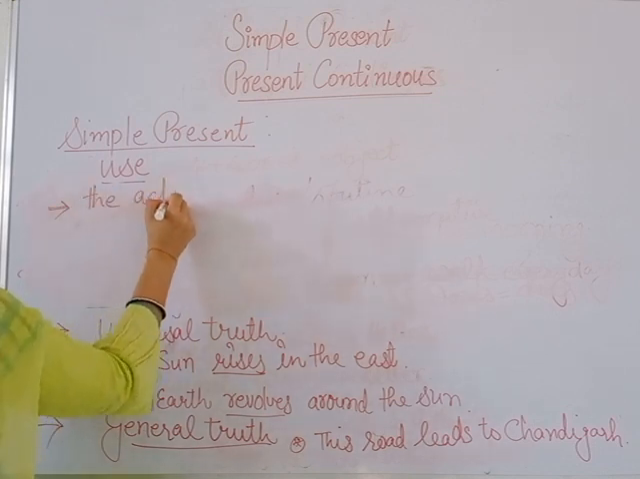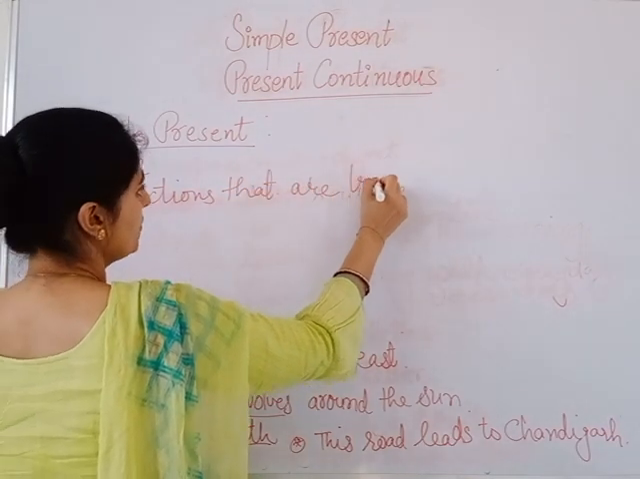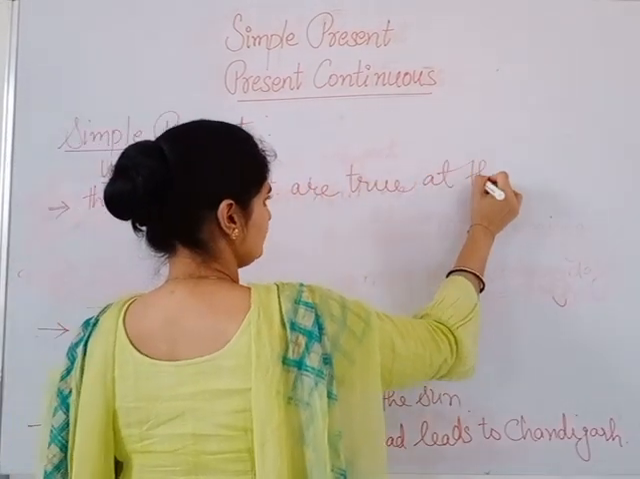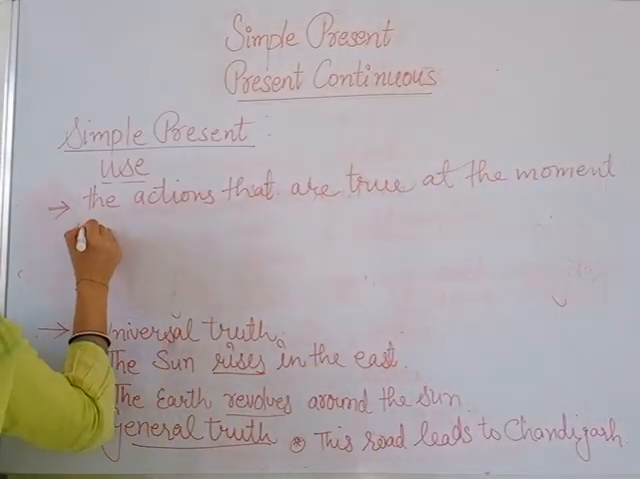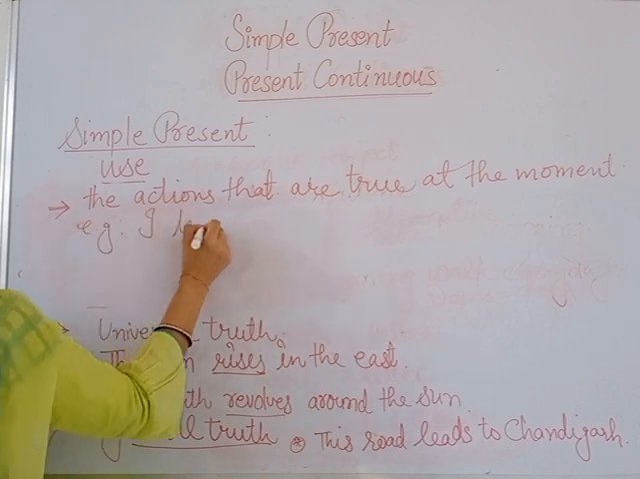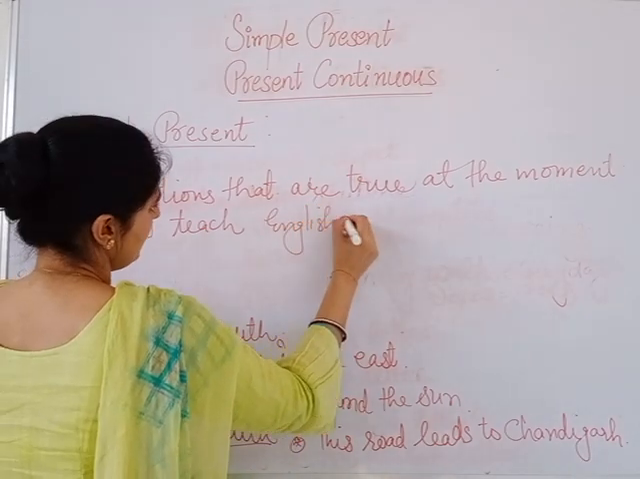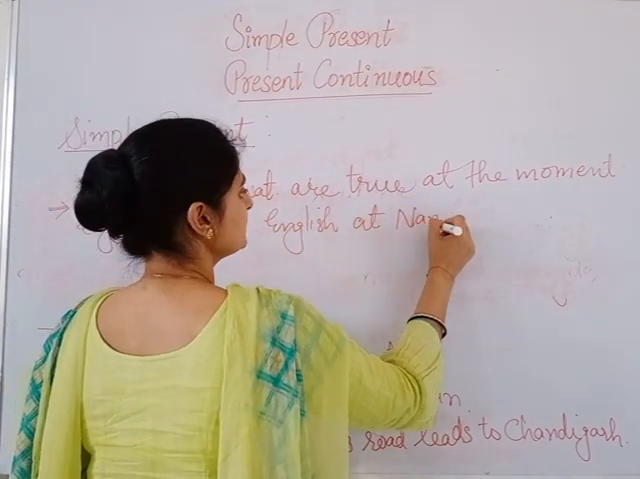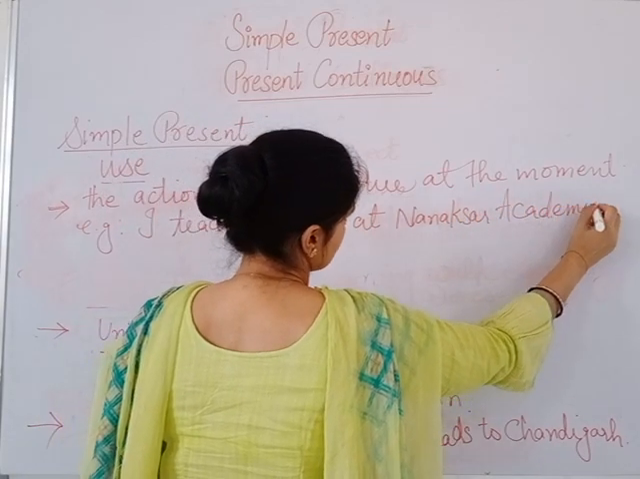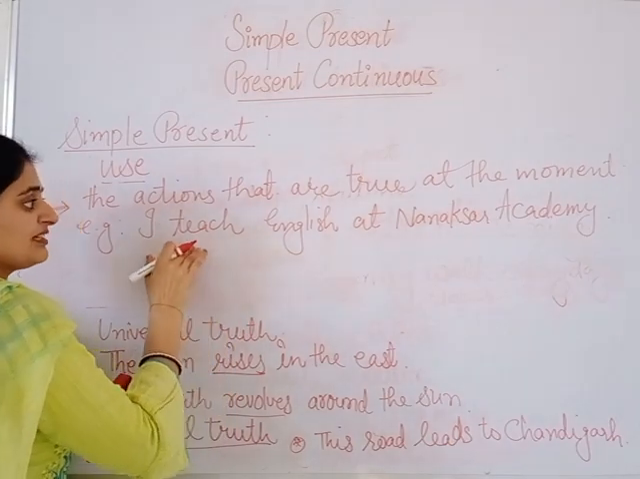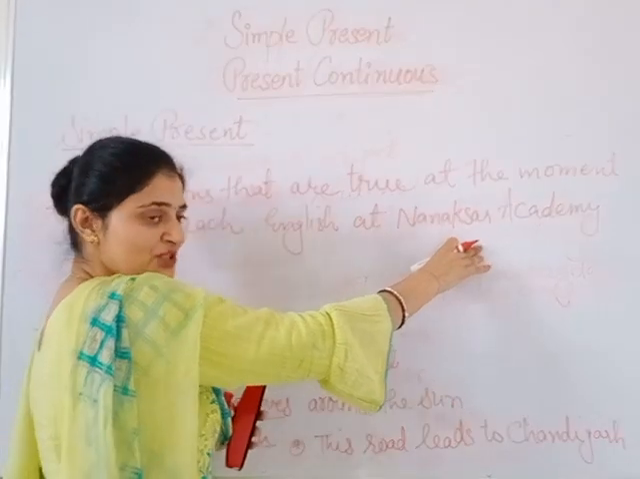Another use of simple present tense is the actions that are true at the moment. For example, I teach English at Nanak Sir Academy. So this action of mine, teaching English, is true at present, that I teach at this particular school.